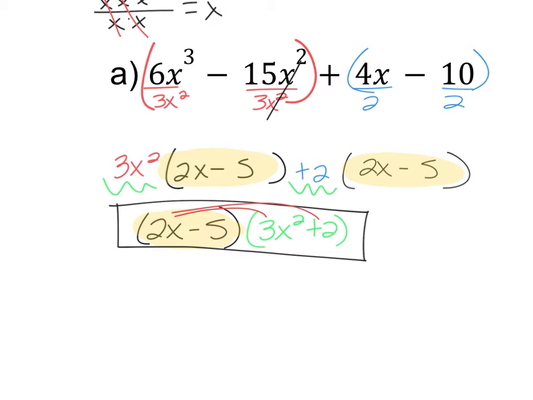2x times 3x squared would be 6x to the third. 2x times positive 2 is positive 4x. I'm going to do the other ones. Negative 5 times 3x squared would be negative 15x squared. And then negative 5 times positive 2 is negative 10. So, as you can see, mine are in a little bit different order because of how I wrote them. But I have the 6x cubed, I have a negative 15x squared, a 4x, and a negative 10. So we did it right.